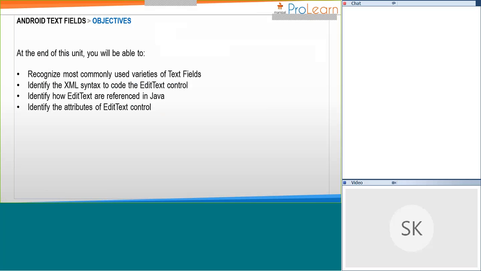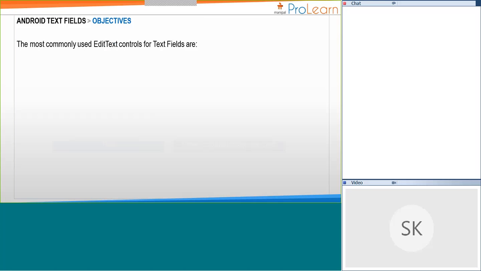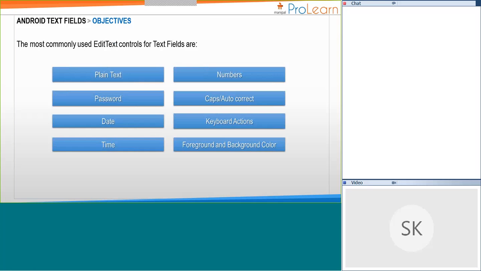So at the end of this unit, you will be able to recognize most of the varieties of text fields, the XML code of the edit text control, how it is referenced in Java, and some of the attributes of the edit text control. These are some of the edit text controls available in Android: plain text, password, date, time, and other things.